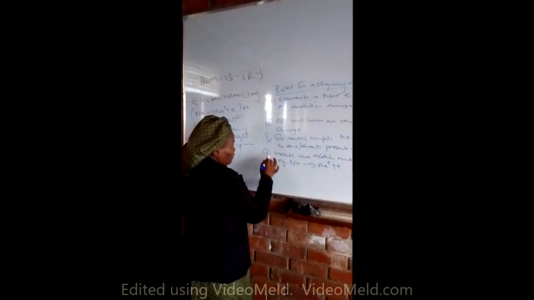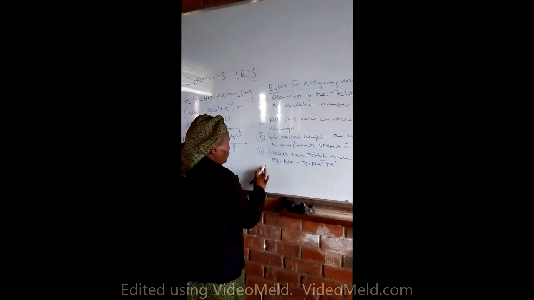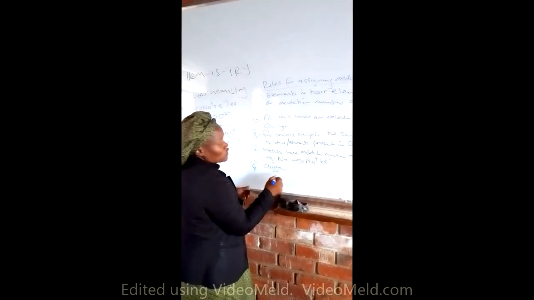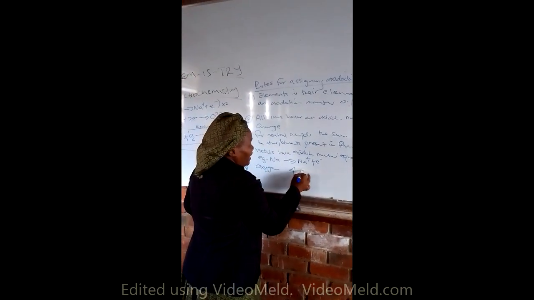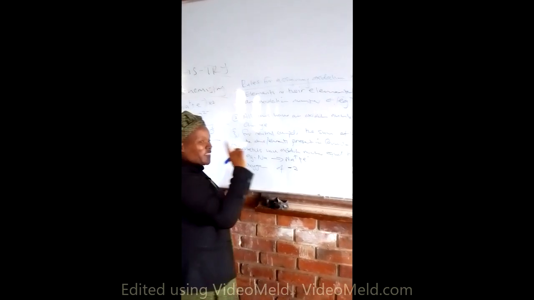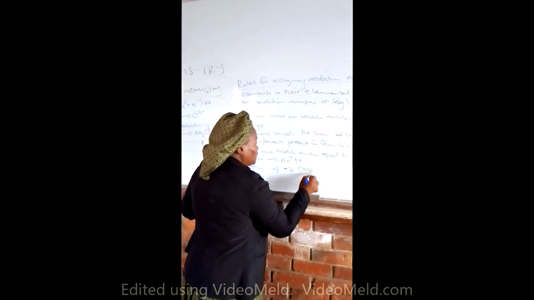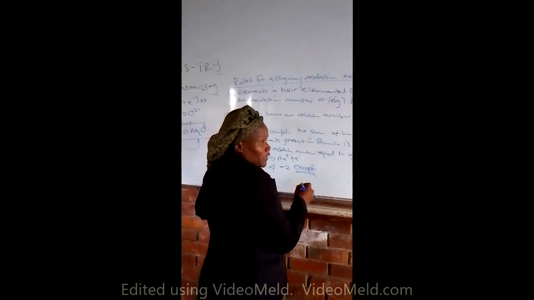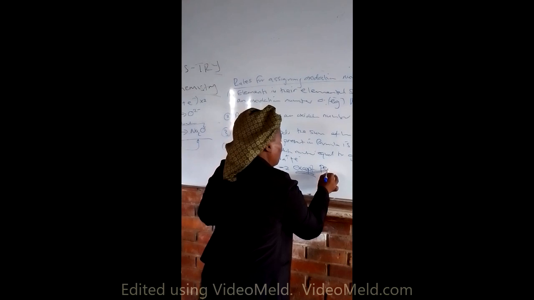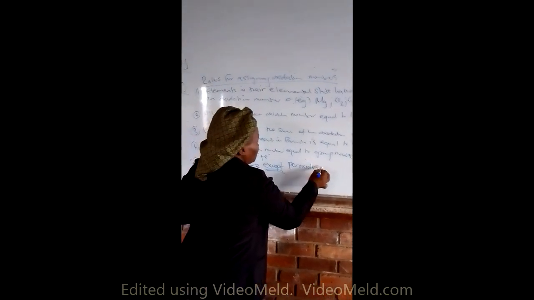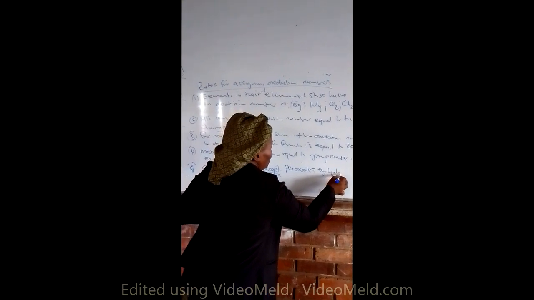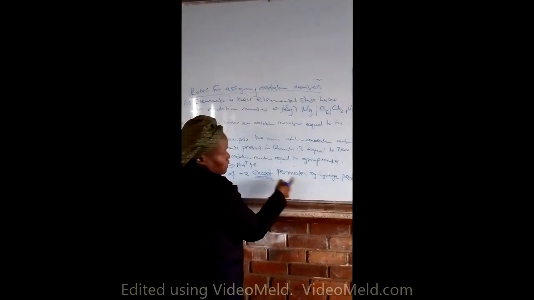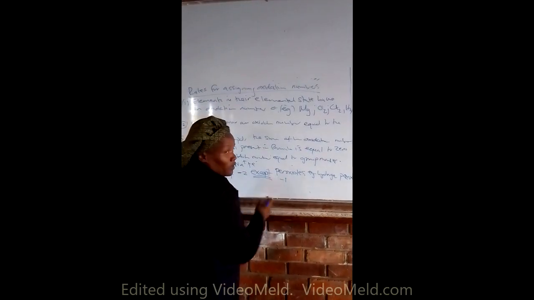Then oxygen has an oxidation number of -2 in all compounds, with an exception; please take note of the exception. Except when it is in peroxides, for example hydrogen peroxide. The oxidation number of oxygen in peroxides is -1.